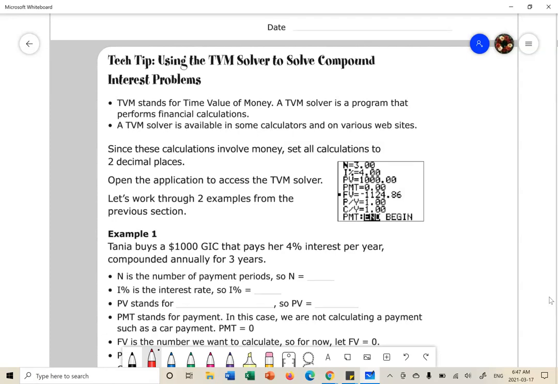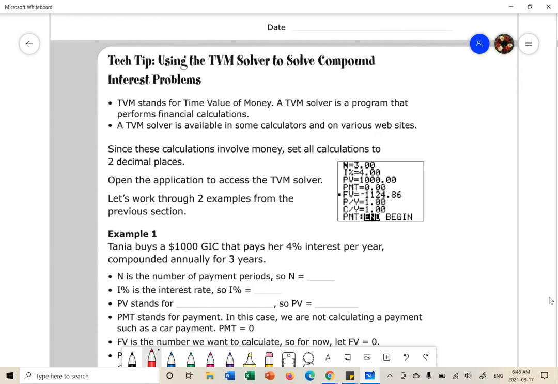Today, we're going to be learning how to use a TVM solver. We're not going to be learning a lesson. This is sort of an in-between to prepare us for the next lesson. A TVM solver is a convenient and easy way for us to solve compound interest problems.